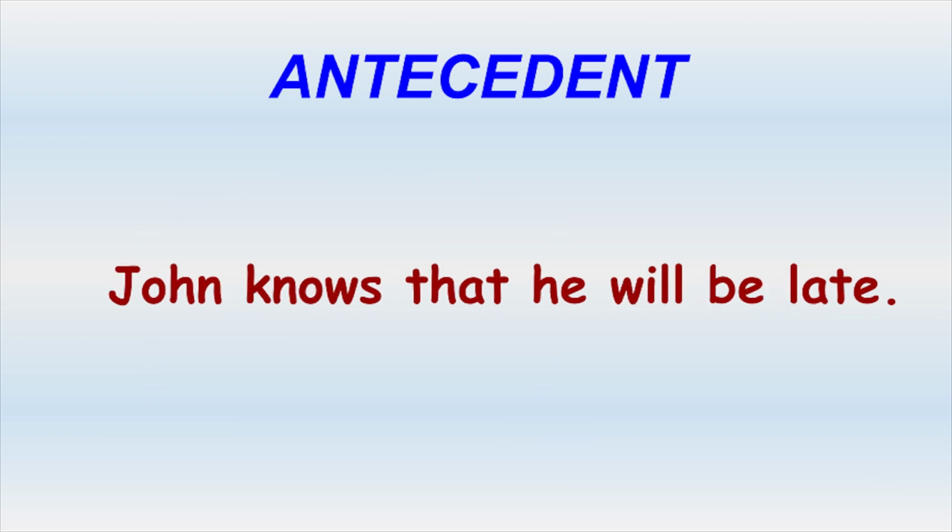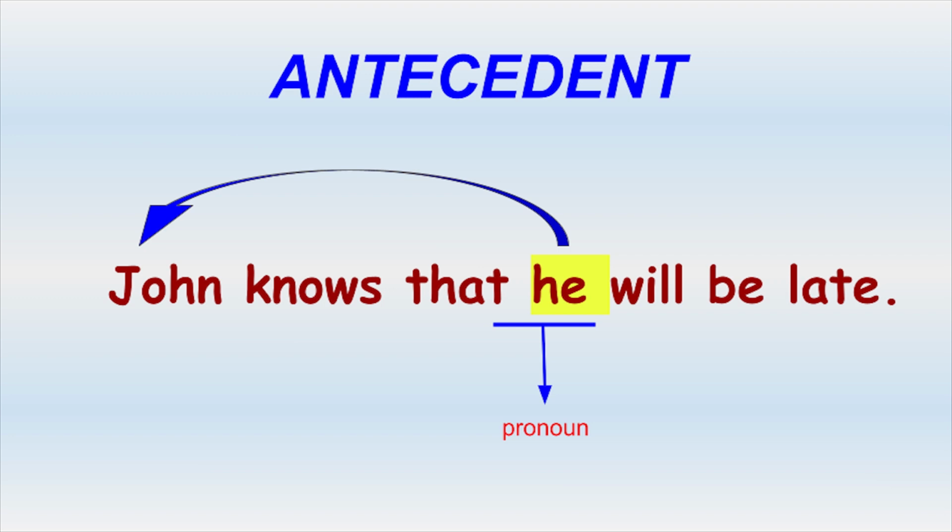John knows that he will be late. The pronoun is he, and he refers to the noun John. So John is the antecedent of the pronoun he.